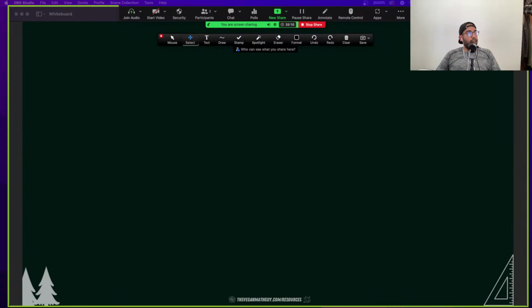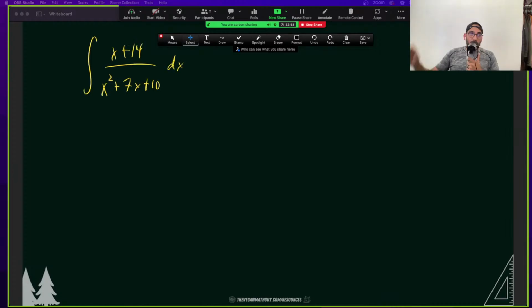Okay. Integral of x plus 14 over x squared plus 7x plus 10 dx. And the biggest hint that we can get out of this is that we know we have to integrate using partial fractions. So if you're in the chat and if you see this problem, let me know what the first step should be. And again, it's partial fractions. This isn't a hidden problem. This is literally just partial fractions. So if you see something that we can do in order to start this off, let me know.